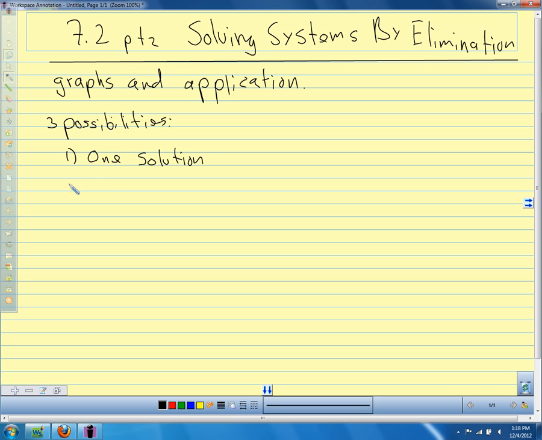We can have no solutions, and that's like the example we did here, where we end up with 0 equals 120, which can never be true. So there's no solutions. And our third possibility is we could have infinite solutions.